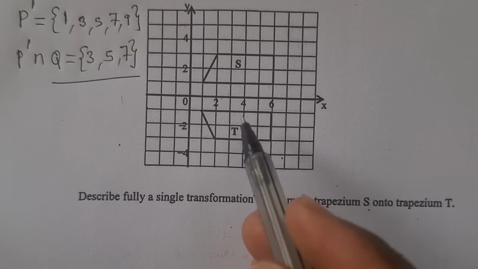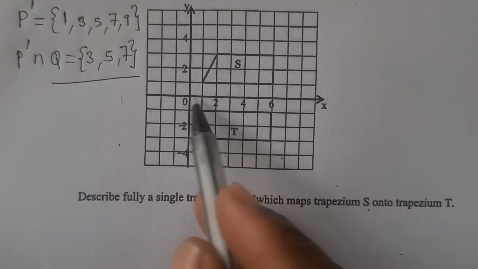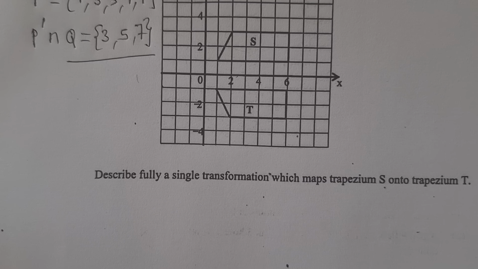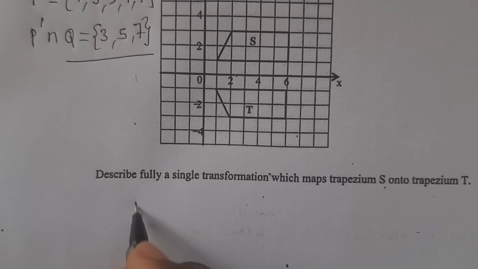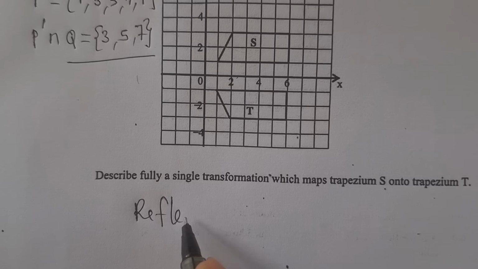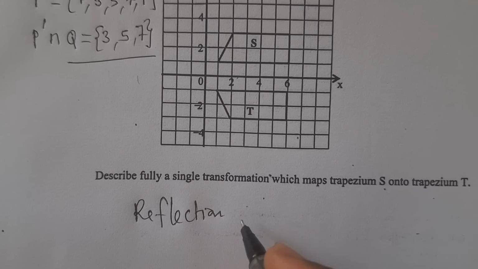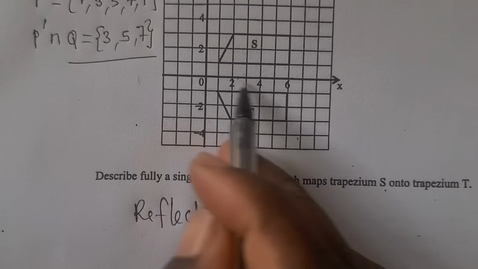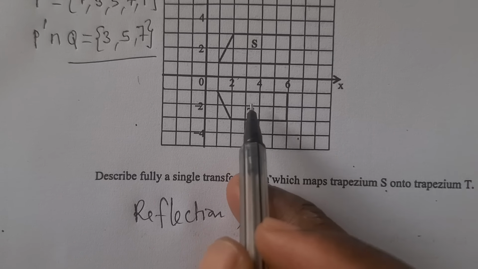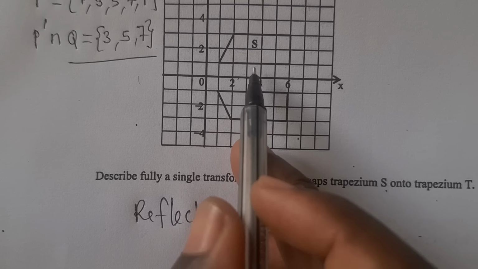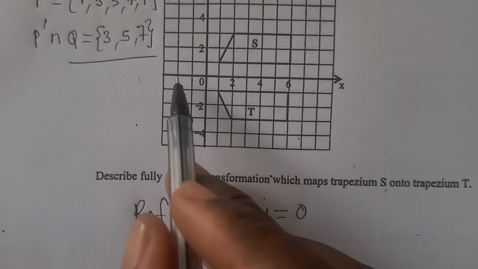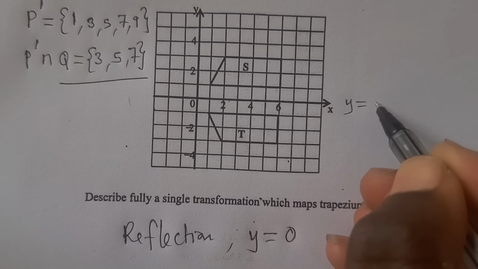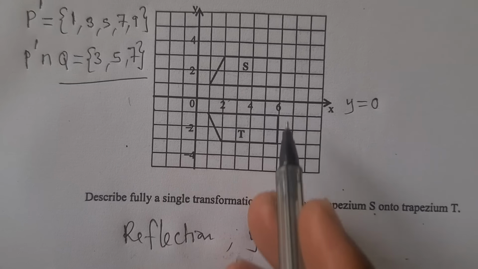So we can say there is a mirror line which is here. So this is question B. This is a reflection, and the line of reflection is y equals 0. This is a mirror line. It is what is demarcating or cutting in between this and this. It's the x-axis. You sometimes call it y equals 0 because it's passing at 0.